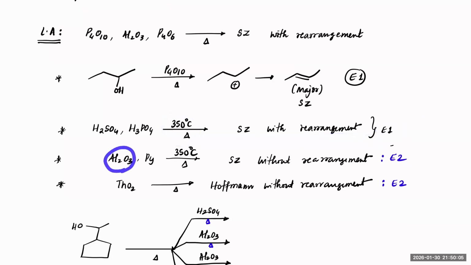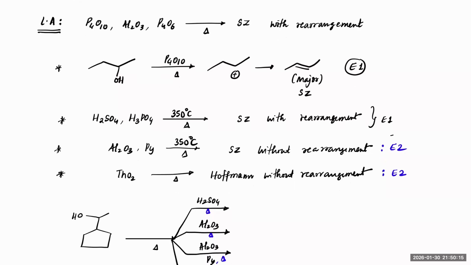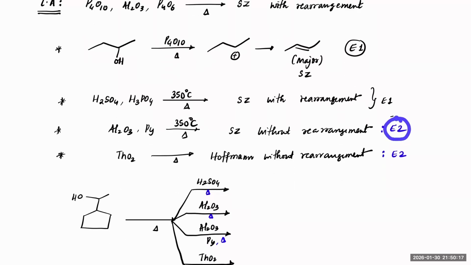And if you have Al2O3 with pyridine, if you take pyridine at around 350 degrees, now it will form Saytzeff but without rearrangement. Earlier, these were all with rearrangement. This is without rearrangement. Without rearrangement it will usually go for E2 mechanism. And thorium dioxide and heat usually prefers to go for E2 elimination, but the major product is Hofmann kind. The major product is Hofmann kind.